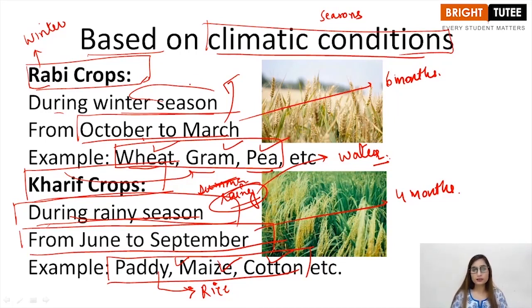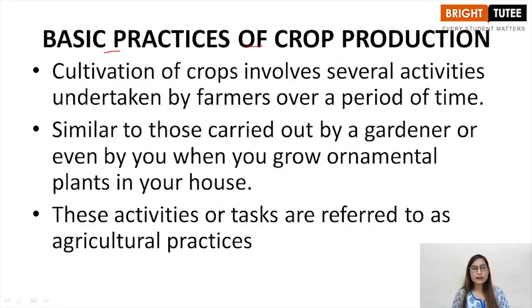First one is winters, which are grown in winter season and they are known as Rabi crops. Second are Kharif crops, which are grown in rainy season and the duration is from June to September, right? Basic practices of crop production, right? Till now we have understood what crops are, on what basis they are classified.